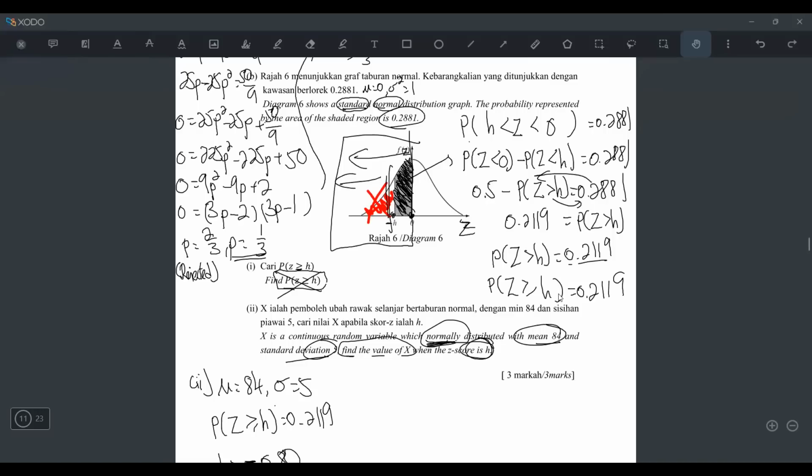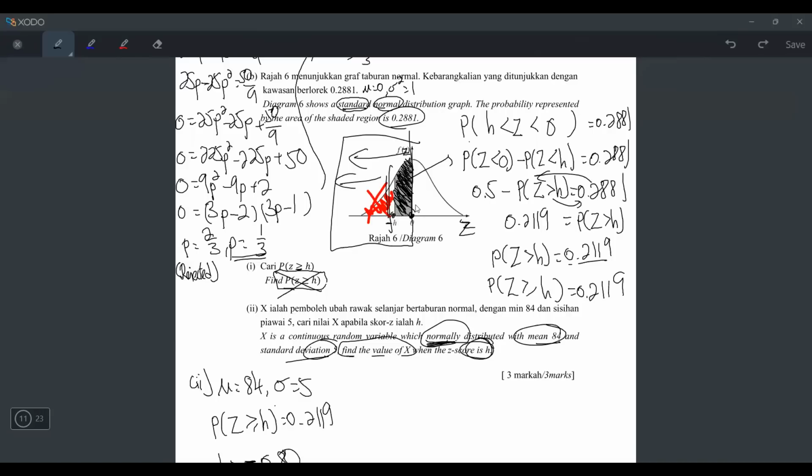Let's think about this. Okay. Bigger than h. It means here, right? So I think I did something wrong. Okay, actually I did something wrong here, right? Let's think about this. P H 0 in between. Okay, they ask for PZ bigger sama dengan H.